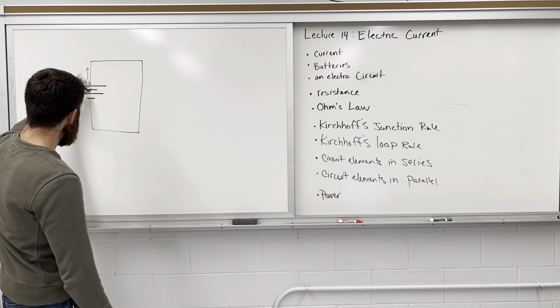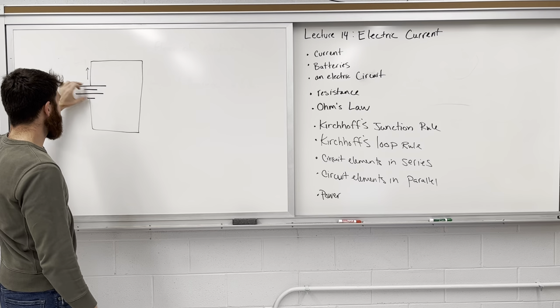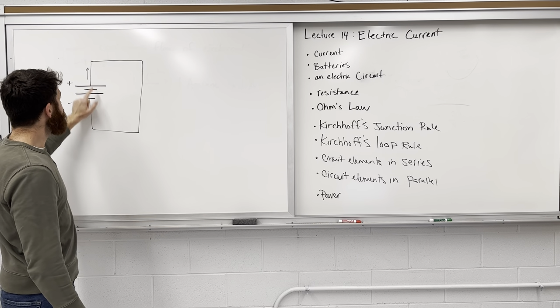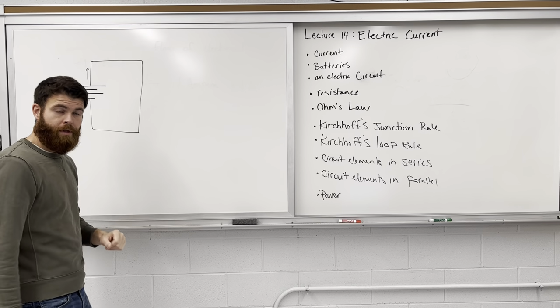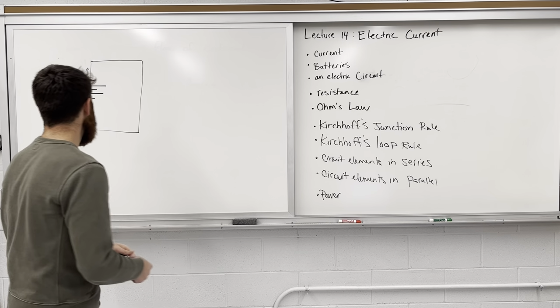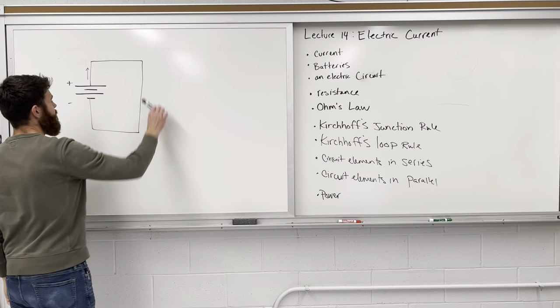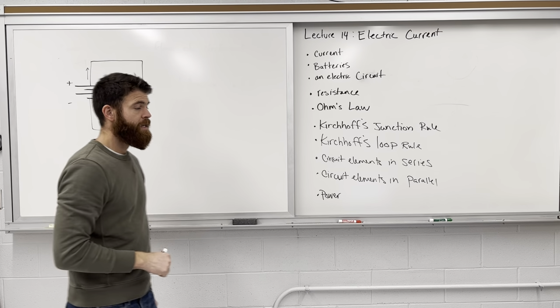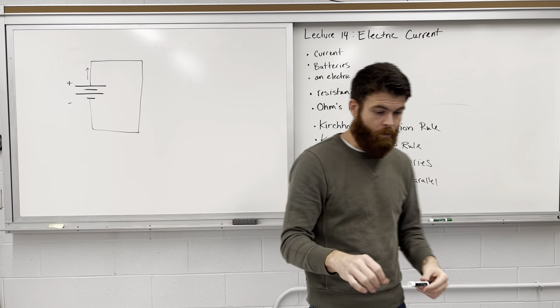All right, so if we connect the two ends of the battery, the positive and negative terminals, current will flow through this closed loop, which we call a circuit. Now, current will flow very easily through this if it's a conducting material like copper wire.